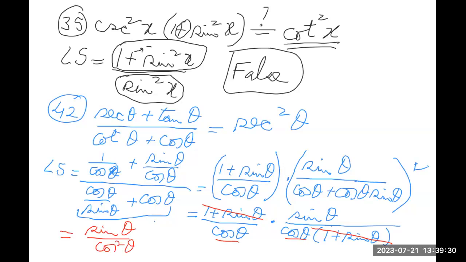And the question was, is this equal to secant squared or not? Well, 1 over cosine squared theta is secant squared theta, but we have this additional sine theta here. So this equation is also false. That's the end of this section.